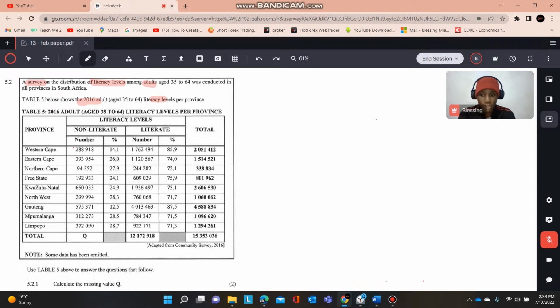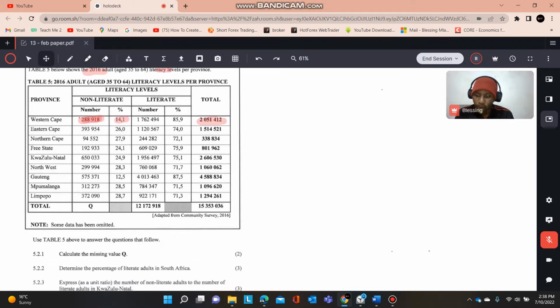And then this is the total over here, right? So this basically means that in the Western Cape, 288,918 adults were non-literate. Out of the total adults in the Western Cape, 14.1% were non-literate. So this number here represents 14.1% of this total over here, right? But let's jump straight to the questions.